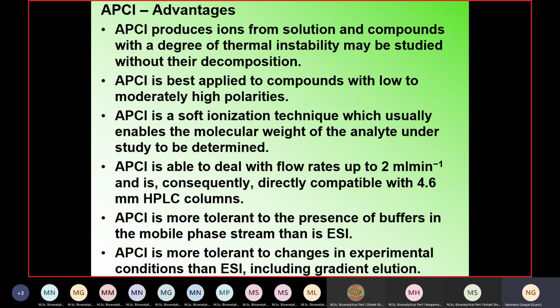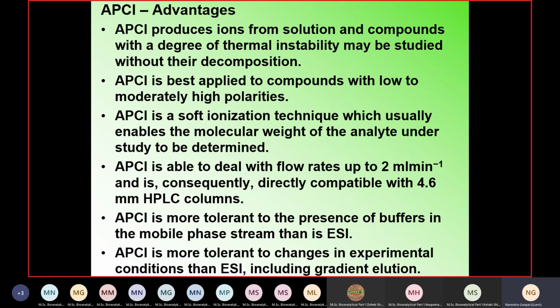But again, too much solvent will also load my vacuum system too much, so I will not be able to do that. But that is why you can see up to even 2 ml per minute flow rate, no problem at all. So you do not need a UPLC. I mean, essentiality is not there for a UPLC.